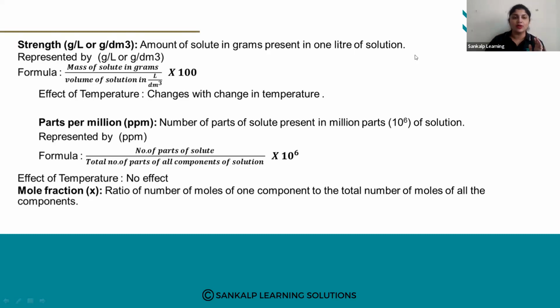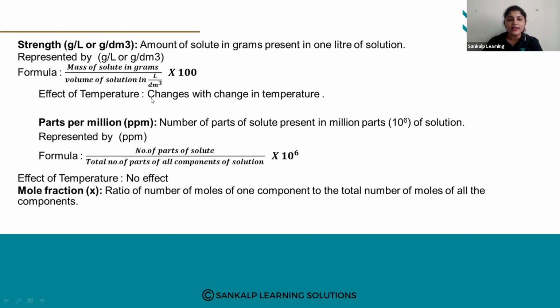You know that there are always two components, a solute and a solvent. Solute is the one which is very less in amount; whichever is very less in quantity is called the solute. And the solvent is the one which is in more quantity. Remember that ppm, parts per million, is used to express the concentration of the solution when the solute is present in very minute quantity.